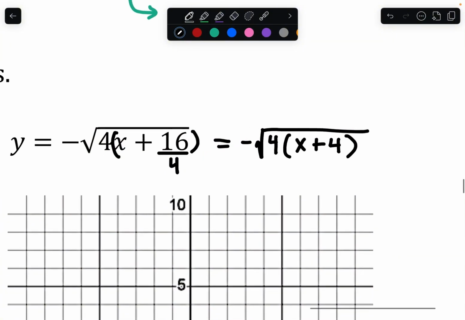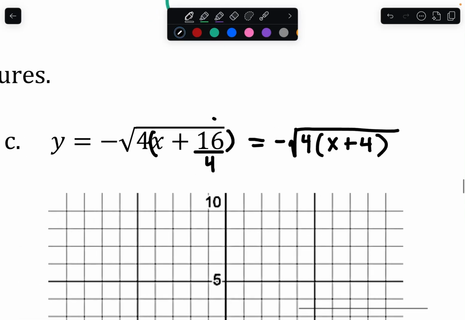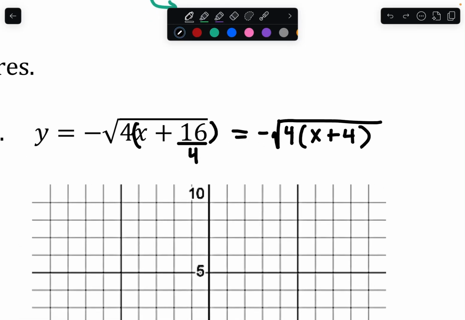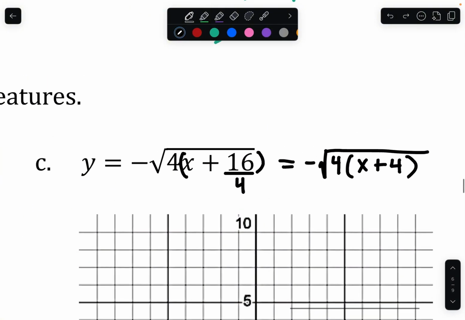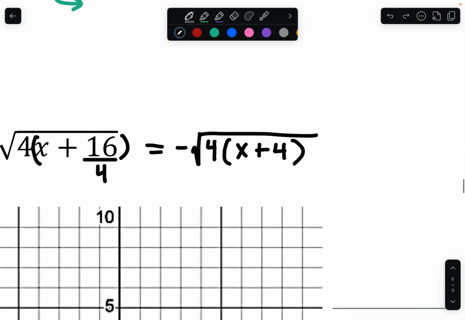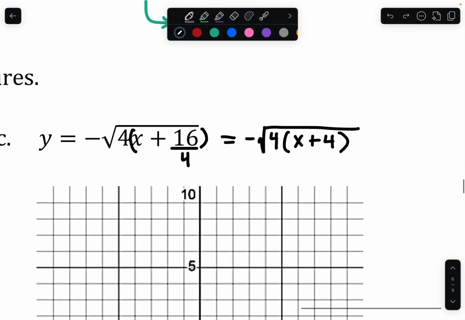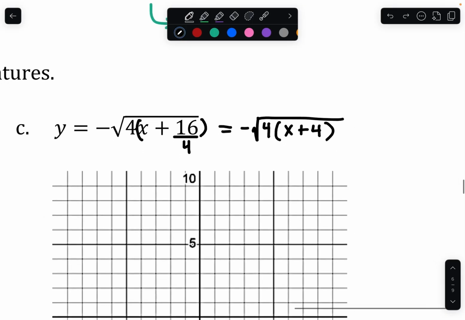And so these are algebraically equivalent. If you were to type these in to your calculator, you would see identical graphs because they're the same function. Here, you can't read the transformations, but in this second form, you can. So you have to be very, very careful to make sure you have proper form.